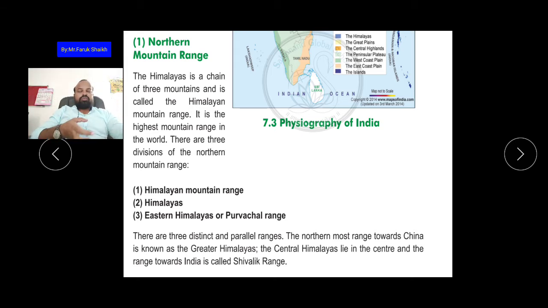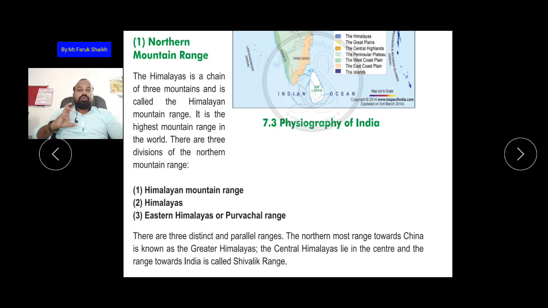Okay, as it is Mount Everest. Godwin Austen. Okay, that Mount Everest is the highest mountain in the world, and keep it in mind that the mountain is not located in India, it is in Nepal. Okay, so the Himalaya is a chain of mountains and is called the Himalaya mountain ranges.